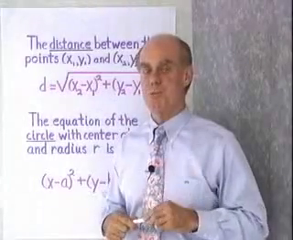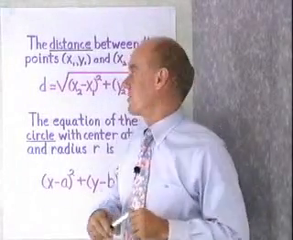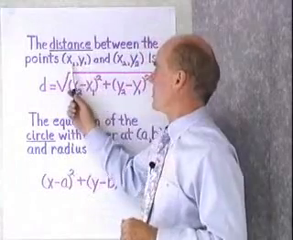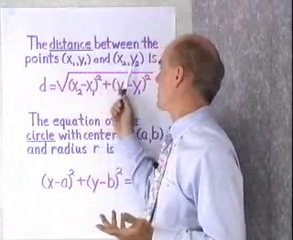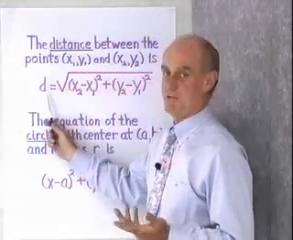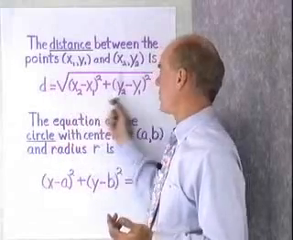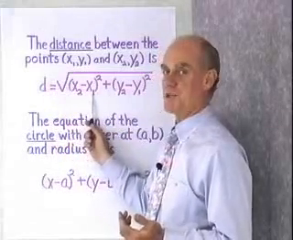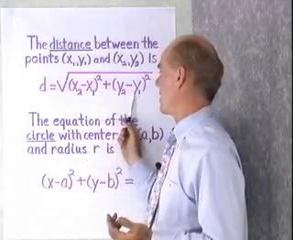We can find the distance between 2 points in the coordinate plane with the distance formula. The distance between the points (x1, y1) and (x2, y2) is given by d, for distance, equals the square root of the quantity (x2 minus x1) squared plus (y2 minus y1) squared.